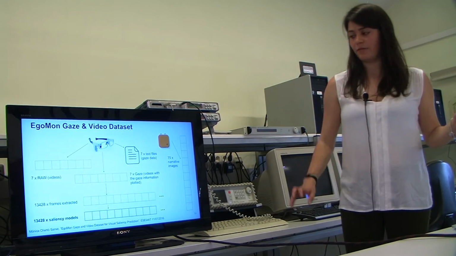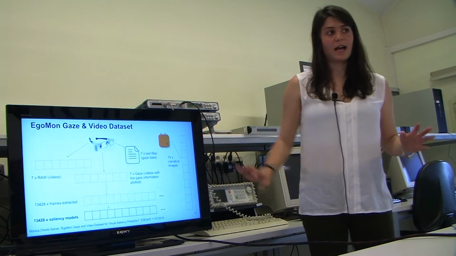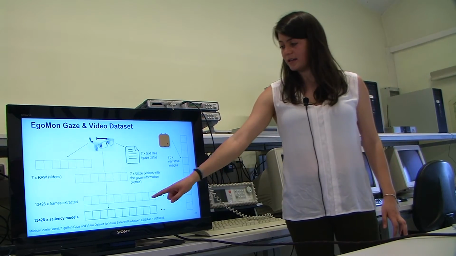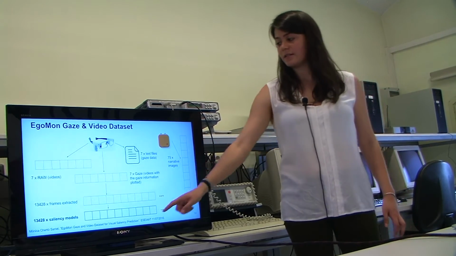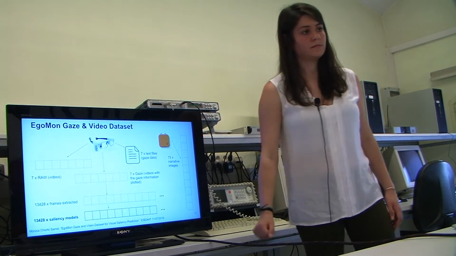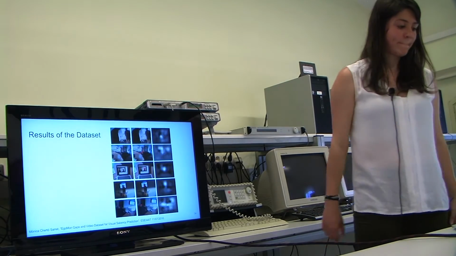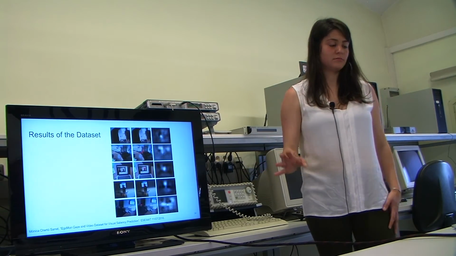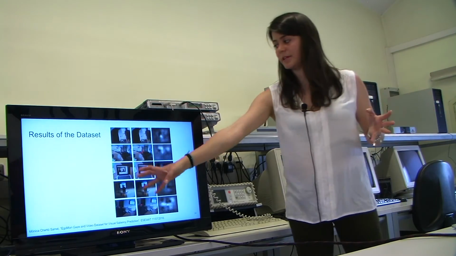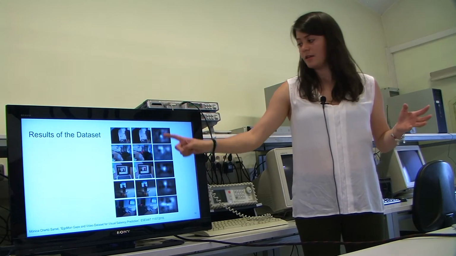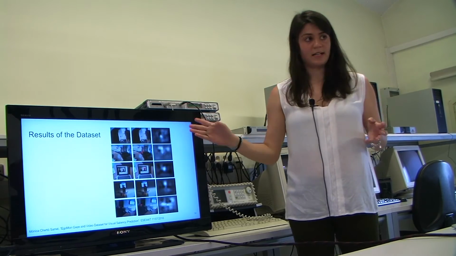As we explained before, the dataset consists of 5 different things, but it also has the same number of saliency models for each frame extracted. So, the same number of images. The dataset can be divided into 3 parts: the clean video, the video with the gaze data or the fixation points, and the saliency maps.